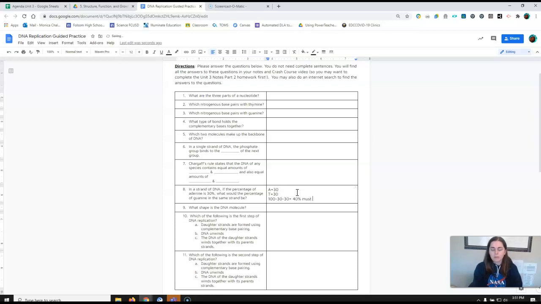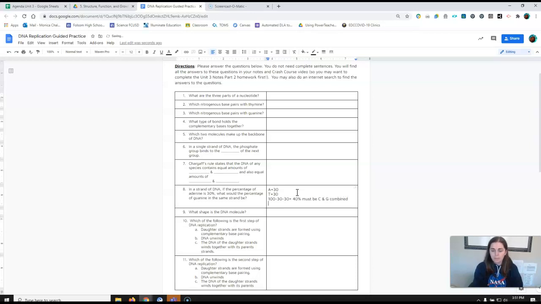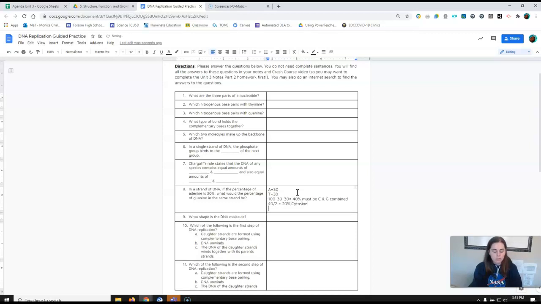That must be C and G combined, okay? So then we take 40% and divide it by 2, and that's going to equal 20% for cytosine, and then 20% for guanine. Okay, you don't have to do all the math or show all those steps, but I just wanted to walk you through how to make that calculation. That's going to be helpful for homework number 3, where we are going to be making calculations for several different combinations. Hopefully, for number 9, you got that it's a double helix.